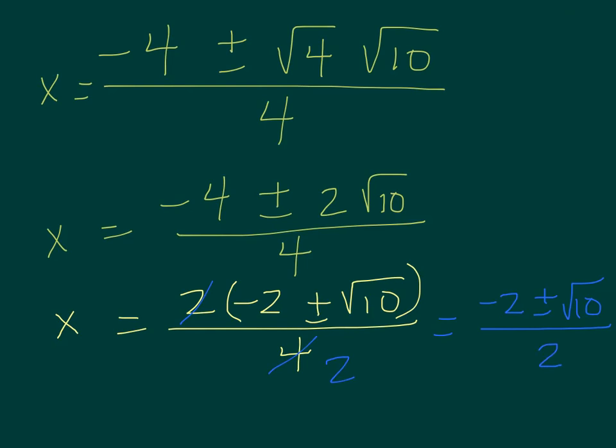Now, this is also a correct way to leave that answer. This is the preferred way to leave an answer like this. If we had a complex number, in other words, if we had an i, we would split it up into two separate fractions, most likely. And you could do that with this problem. So negative 2 over 2 makes negative 1, and then plus or minus the square root of 10 over 2. We can't really do anything with that other than just write down square root of 10 over 2. So this would also be an acceptable way to leave that answer.